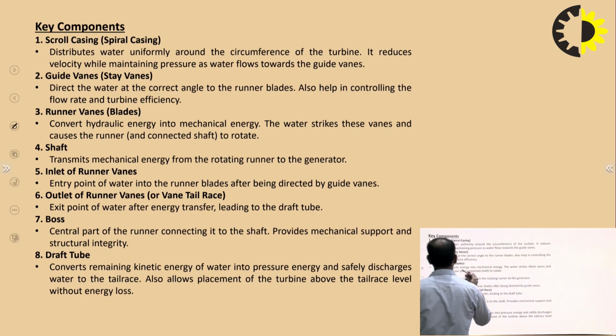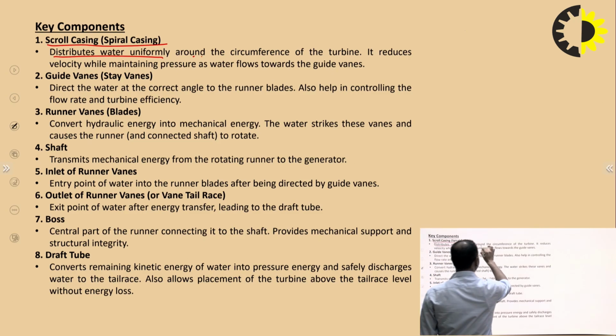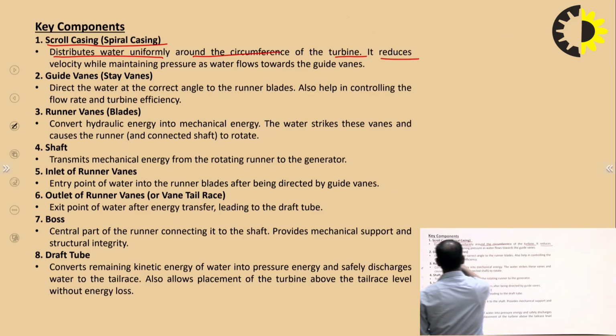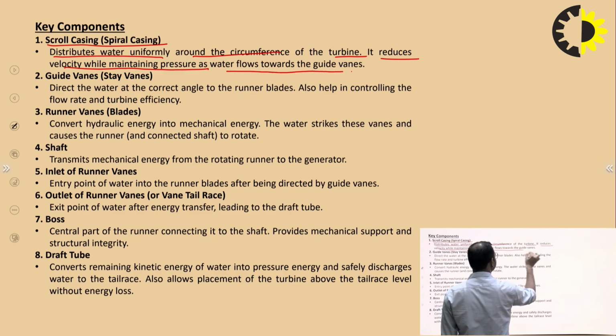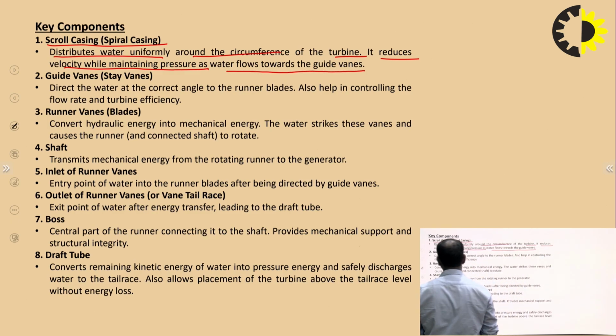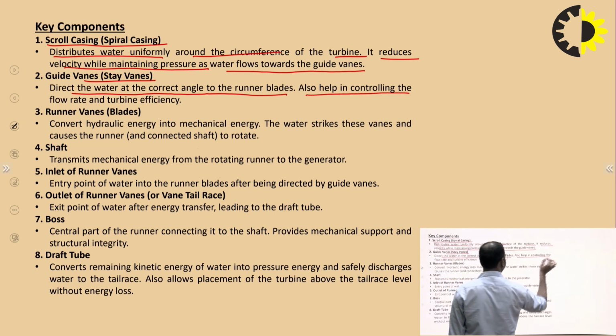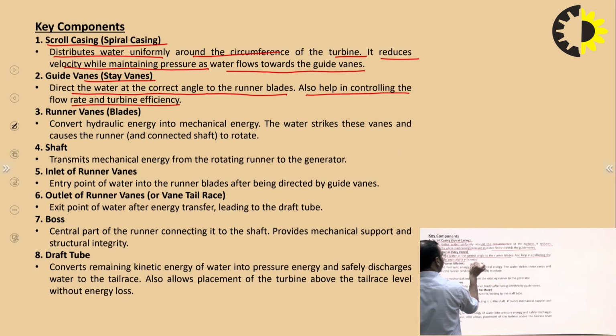So the first component is scroll casing or spiral casing. It distributes water uniformly around the circumference of the turbine. It reduces velocity while maintaining pressure as water flows towards the guide vane. Then the second component is guide vanes or stationary vanes. They direct the water at the correct angle to the runner blades. Also help in controlling the flow rate and turbine efficiency.